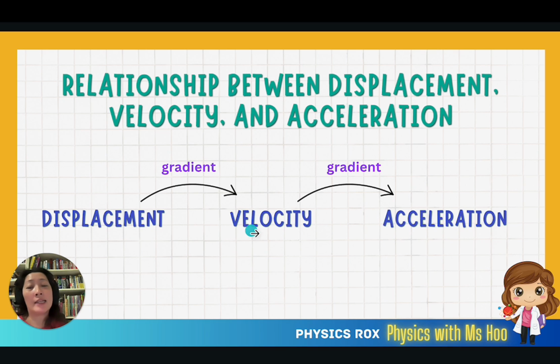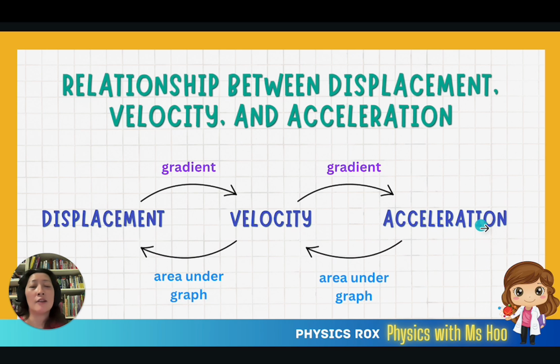Then if you want to calculate displacement from the velocity time graph, you would calculate the area under the graph. And if you're given an acceleration time graph, to calculate the velocity, you would calculate the area under the graph. So if you need to remember this, what you can do is just write displacement, velocity, acceleration. Moving forward, you would calculate the gradient. Moving backwards, you would calculate the area under the graph.